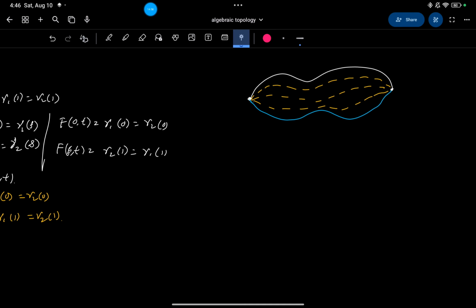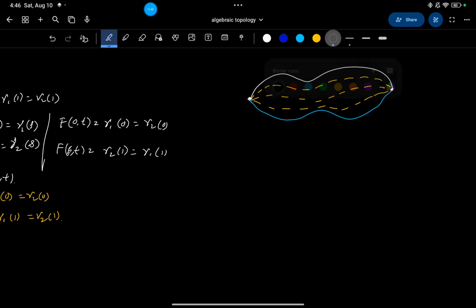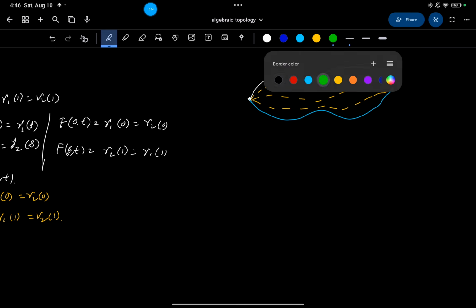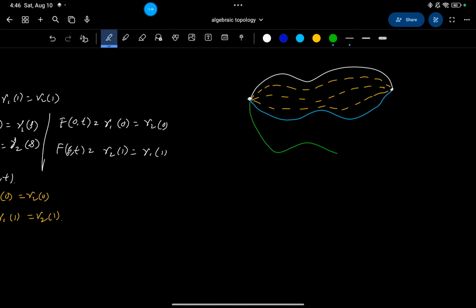For example, suppose we have another homotopy map like this. Whenever this one is homotopic to this one, and this one is homotopic to this one, then that means this one is also homotopic to this one.